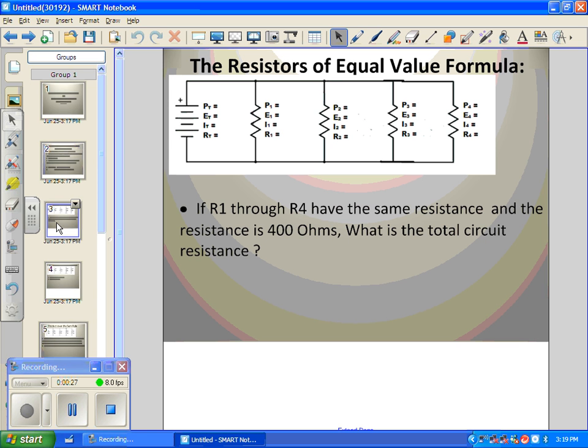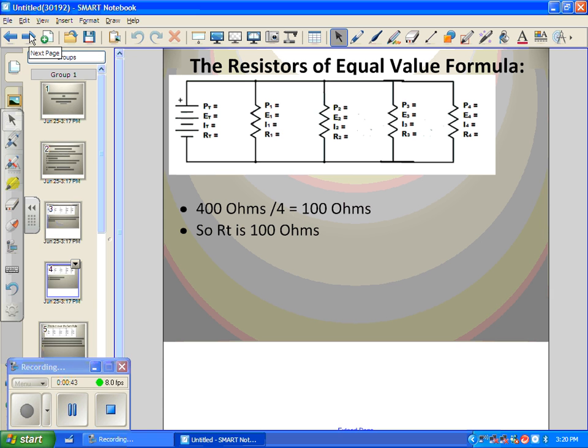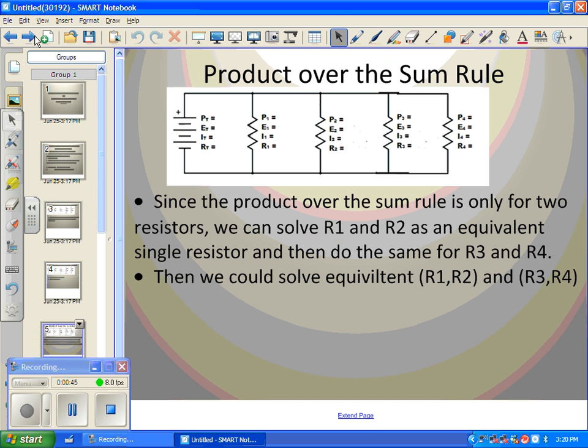If we have 4 resistors in parallel, and we have 400 ohms resistance for each resistor, this makes it nice and simple. 400 divided by 4, we think the resistance for the total thing is what? 100 ohms. Okay, so RT is 100 ohms. Okay, product over the sum.